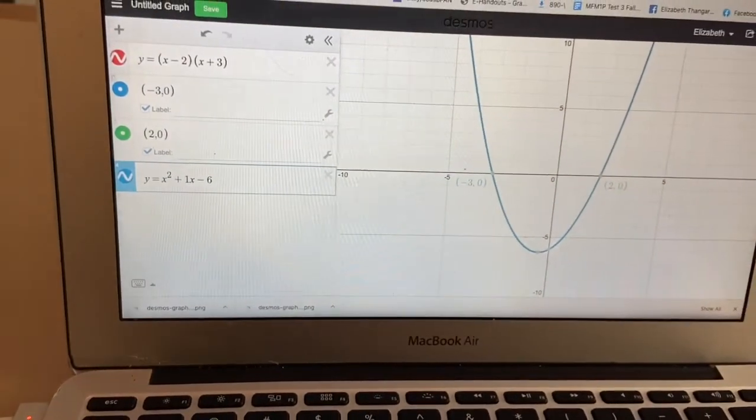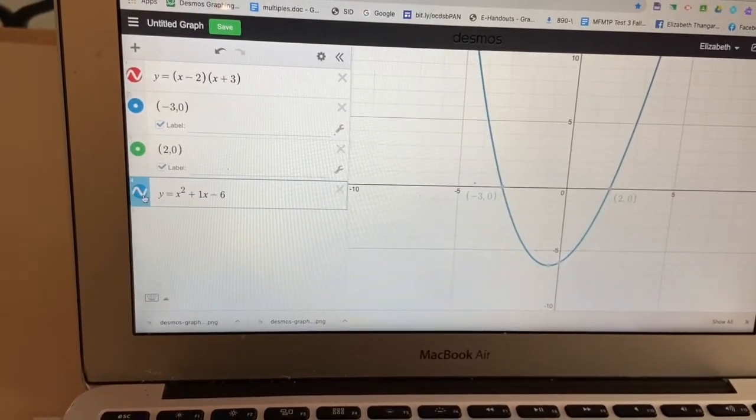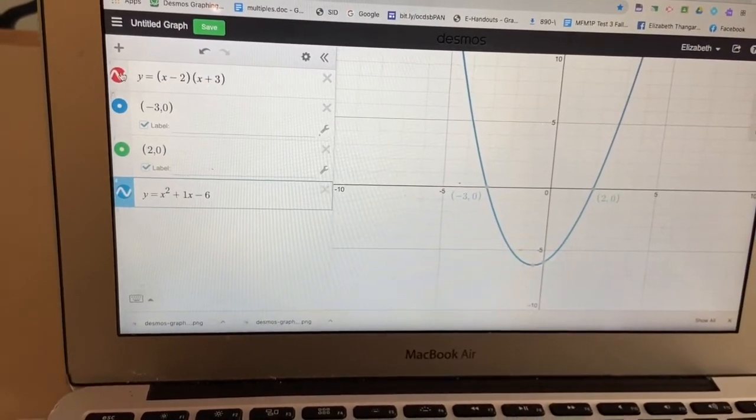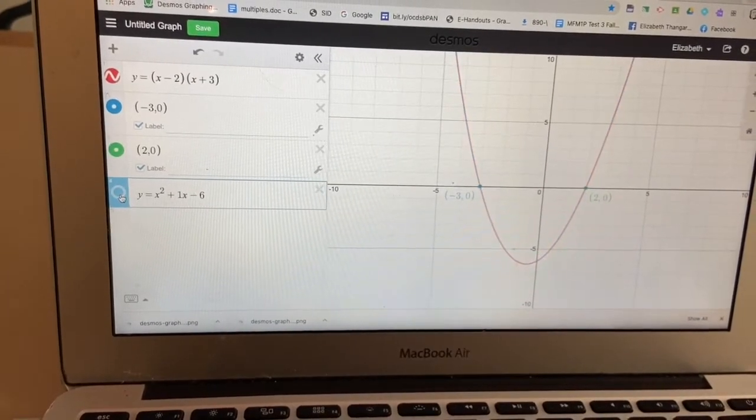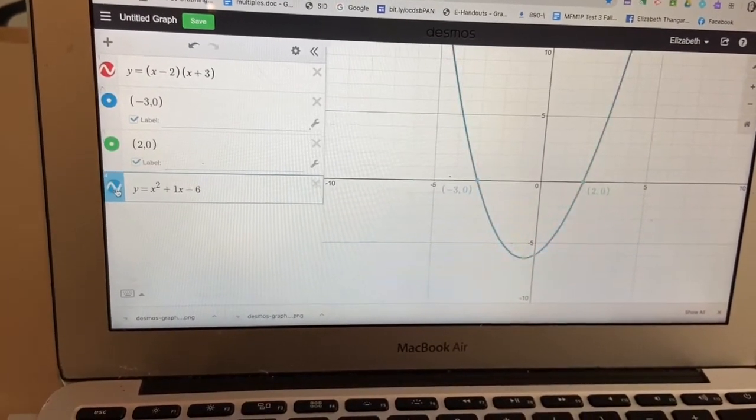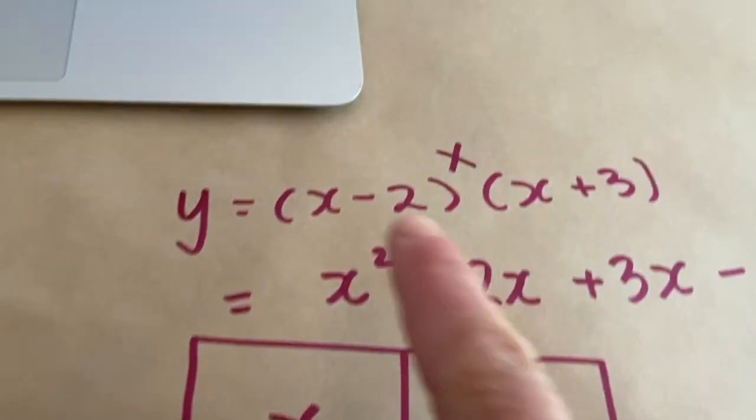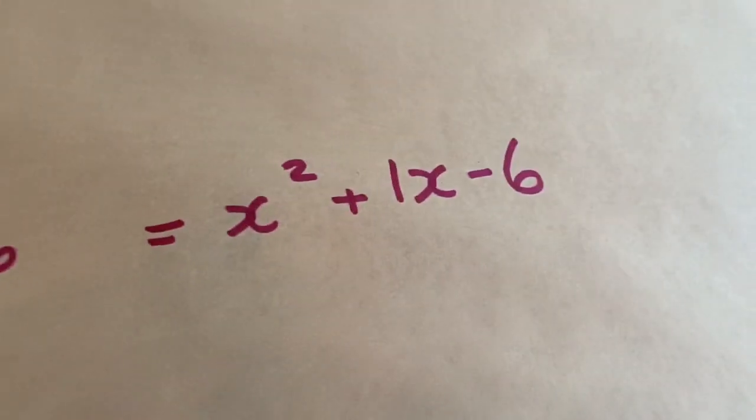And when you see that the blue graph is actually right on top of the red graph, which means that they are the same. They're the same graph, which means that I have not made a mistake when I use my chart method to change from factored form to standard form.